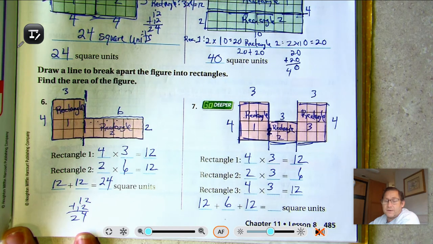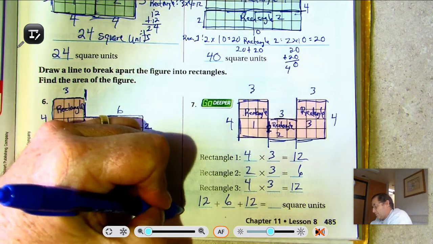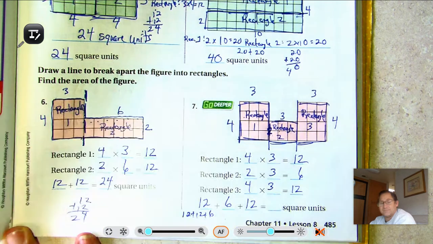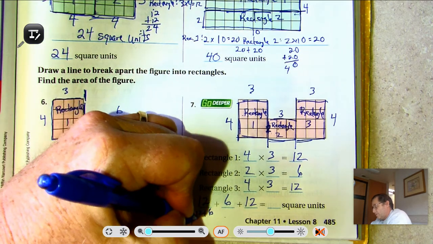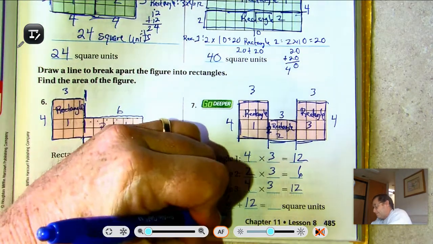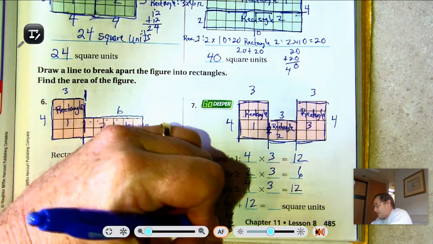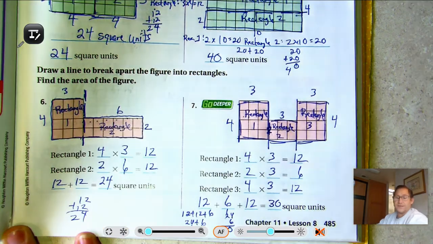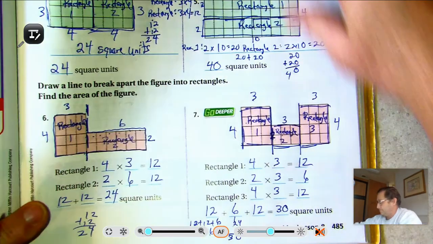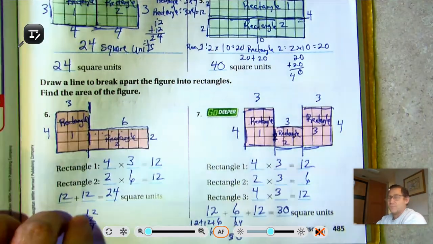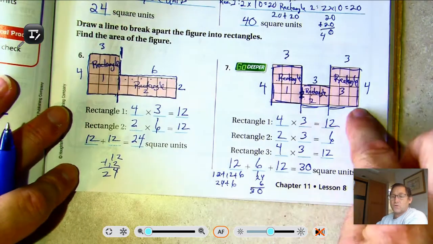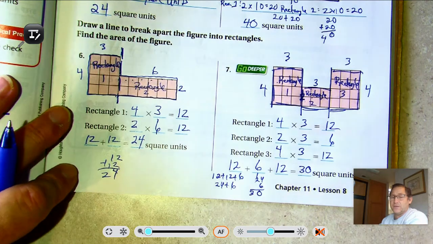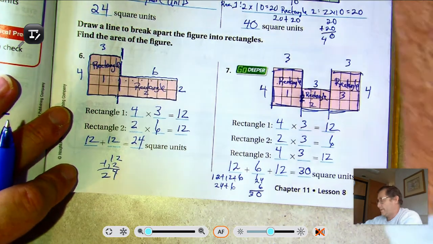Does it matter which order I add those? No. So I'm actually going to flip those around and go 12 plus 12 plus 6. 12 plus 12 is 24. 24 plus 6. 6 and 4 is 10. Regroup that as 1 ten. We get 30 square units. If you wanted to check whether you broke this apart right and did the smaller rectangles right, you could count all of those squares. I should get 30 squares if I counted them all up. Okay, so that's a way of double checking your work.